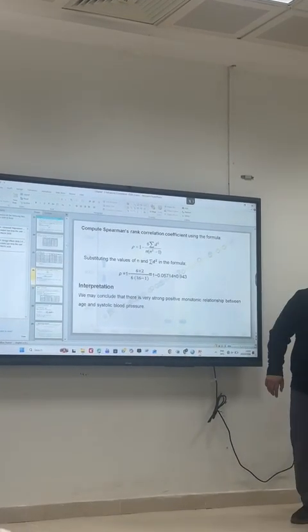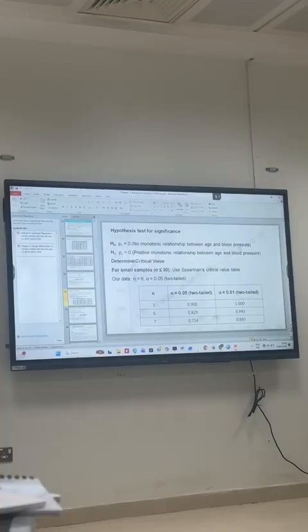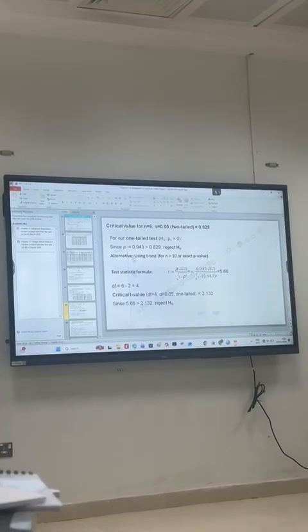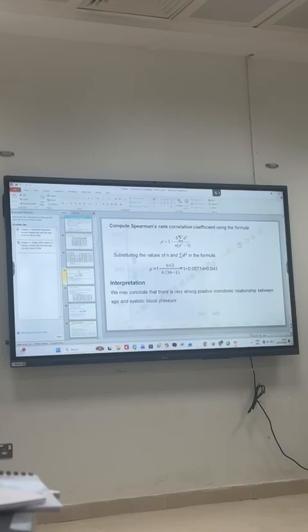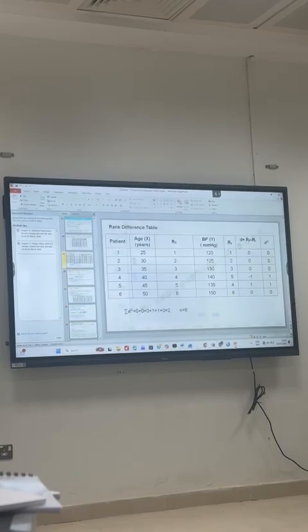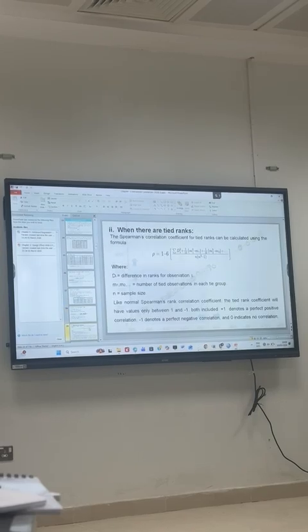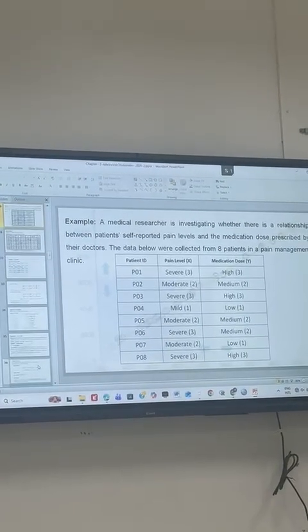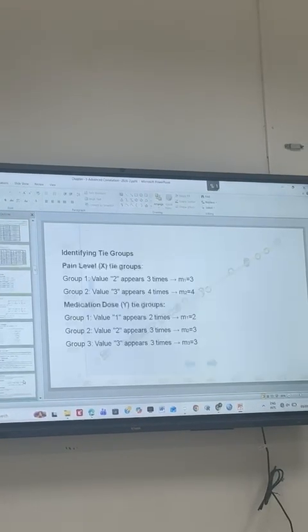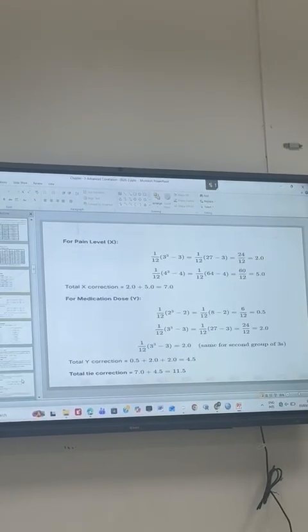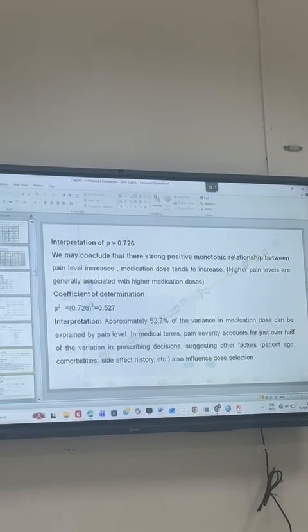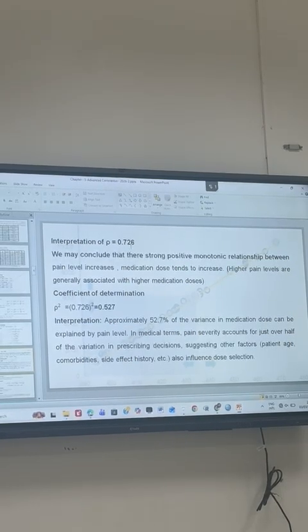So now, how many degrees of freedom should we use? N minus 2. So n is given here, suppose 30, then n minus 2 is 28. In the examination, I will not give the ties question, okay? Because ties is very difficult. Now, this is your correlation coefficient.